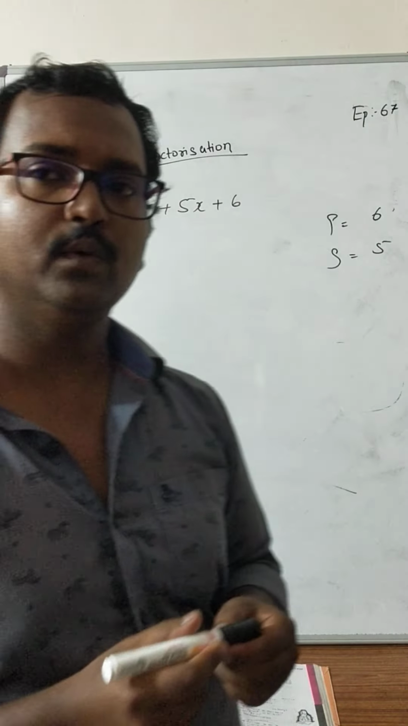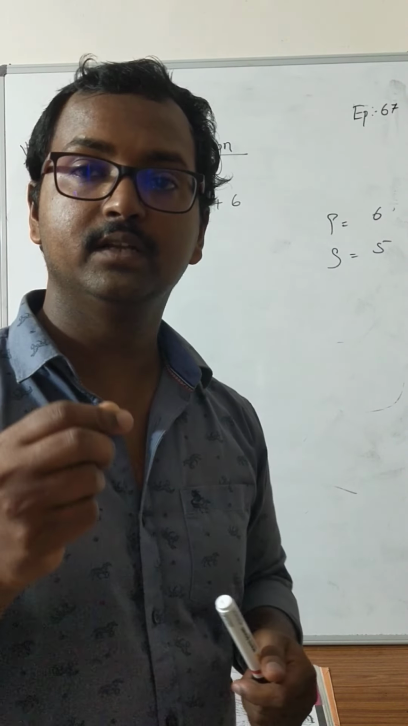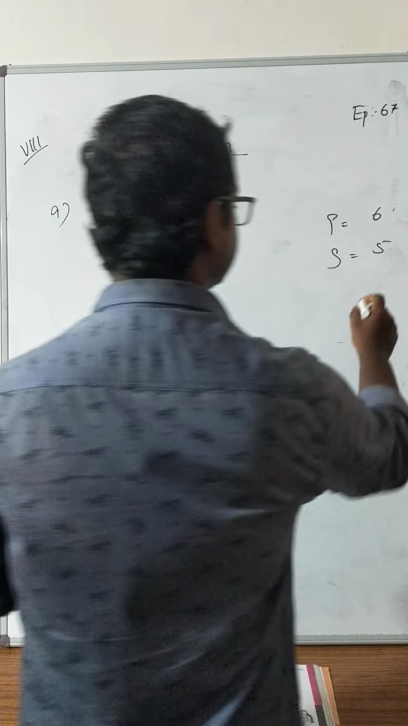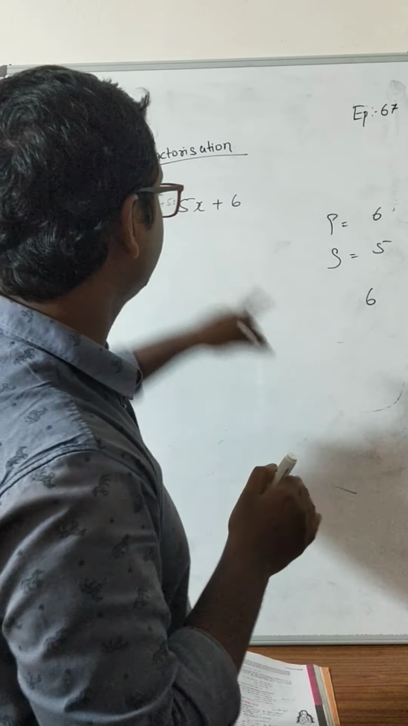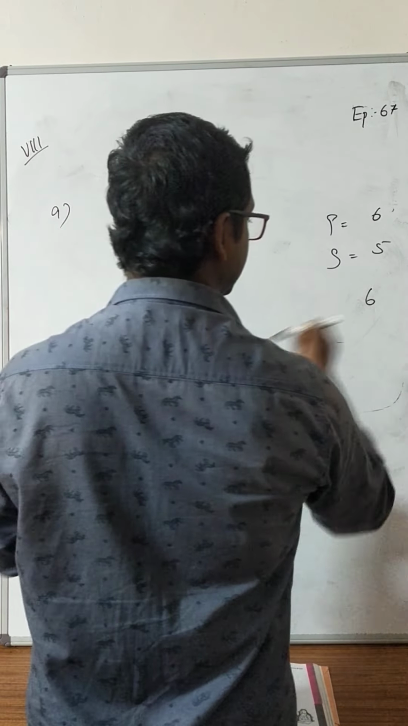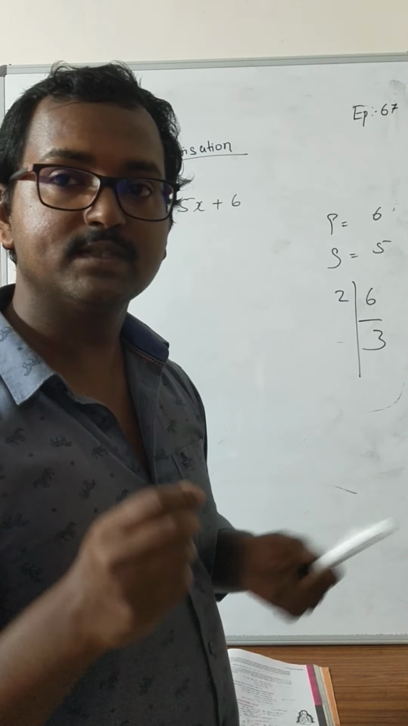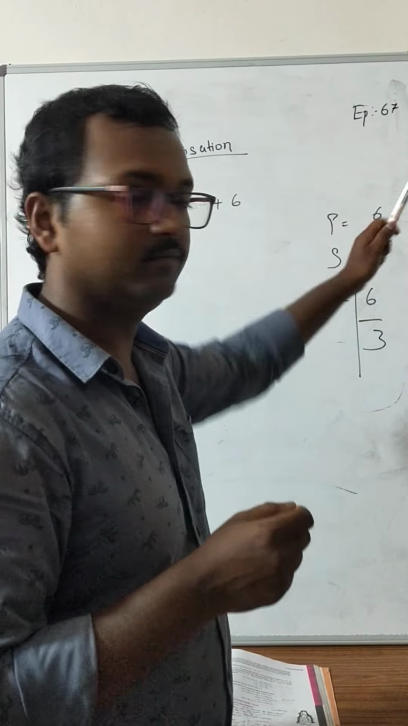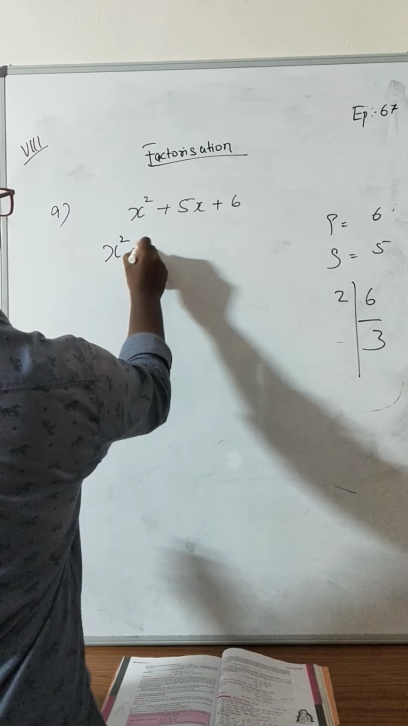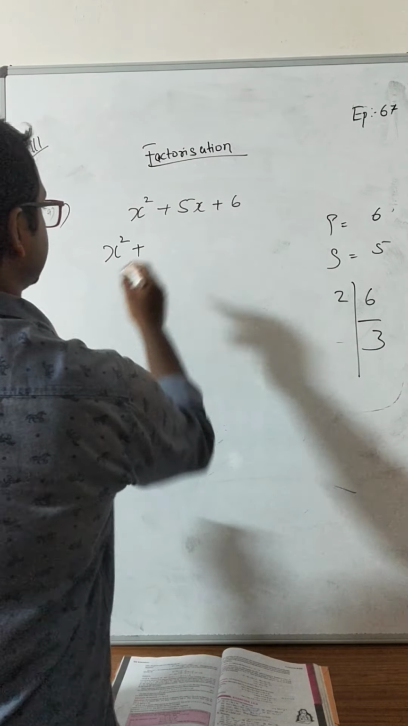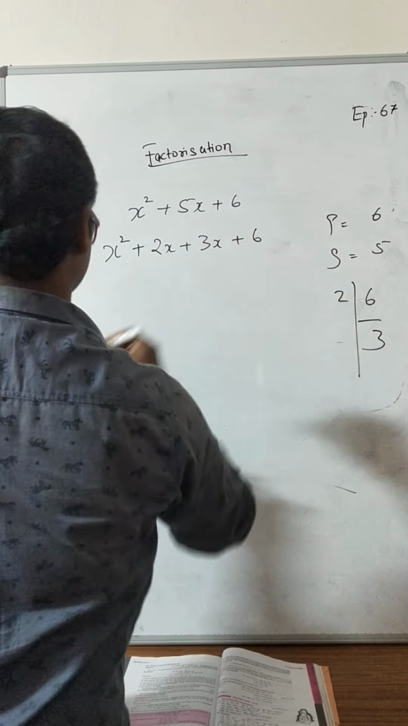Now what you have to do is use the product to make the sum. See, the product is 6. Using this product, we have to split the middle term. The factors of 6 are 2 and 3. So, can we use this 2 and 3 to make 5? Yes, we can. 2 plus 3 is 5. So, what I am going to do is x square plus 5x can be written as x square plus 2x plus 3x plus 6.